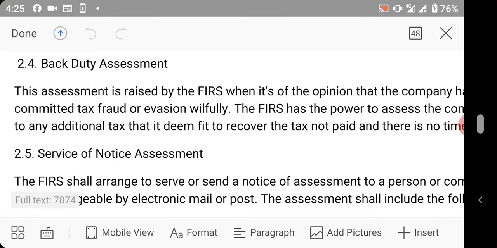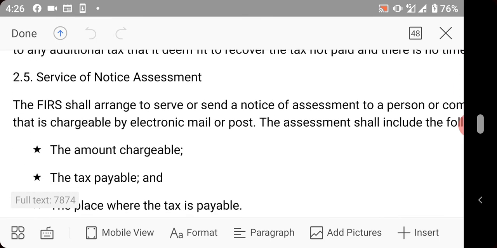Then we have back duty assessment. Back duty assessment is just like additional tax assessment. Here in back duty assessment, you have been found or suspected of tax fraud or evasion. So the FIRS retains the right to review your account without any time limit and raise back duty assessment on you. You understand?